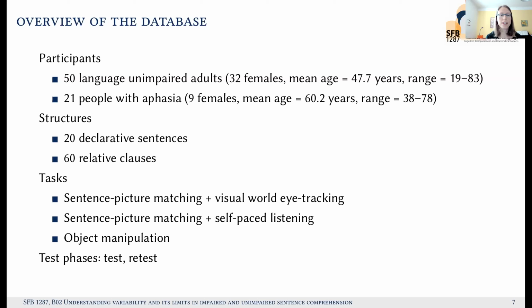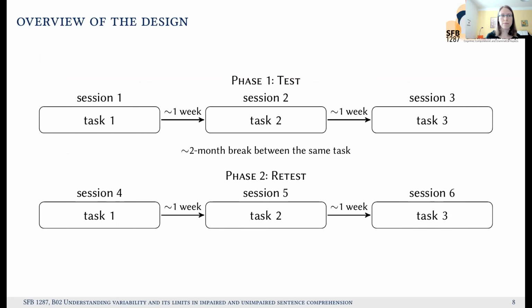And in the second sentence picture matching task, participants had the possibility to pace themselves through the sentence and to determine the speed of the sentence presentation. All tasks were carried out twice in a test phase and in a retest phase.